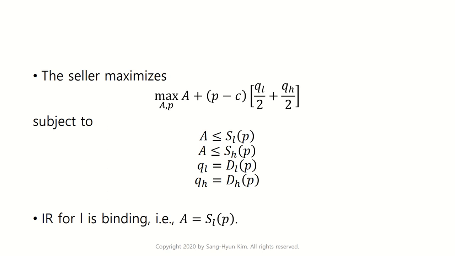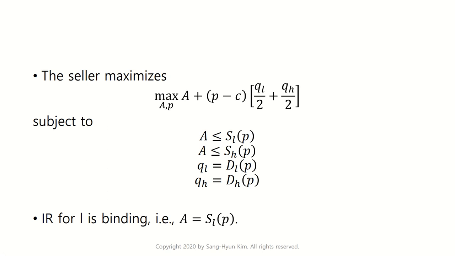So what are these constraints? The first 2 say that A shouldn't be too large. Otherwise, these consumers will not buy this good at all. So the first two conditions are basically the participation constraints, or the IR constraints. So you can move A to the right hand side. Then what it means is S minus A must be greater than 0.